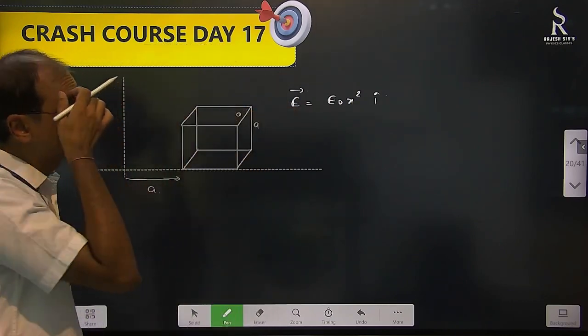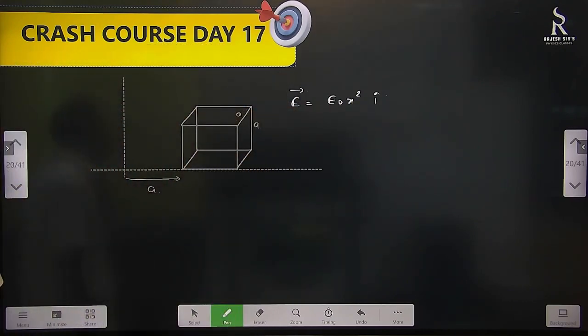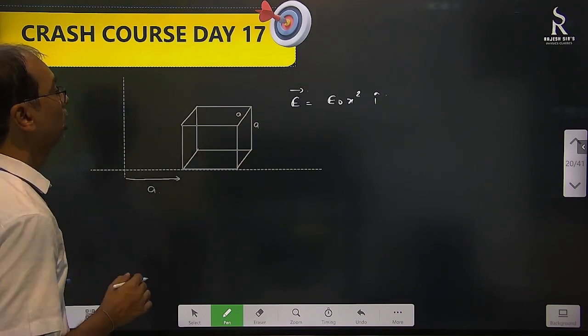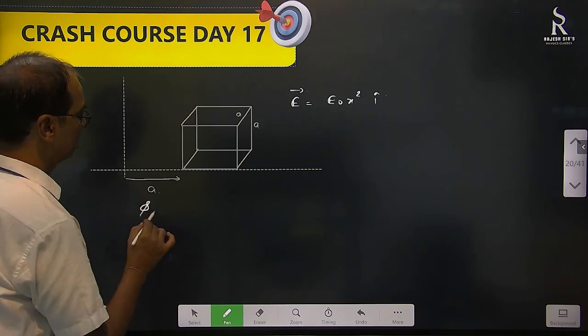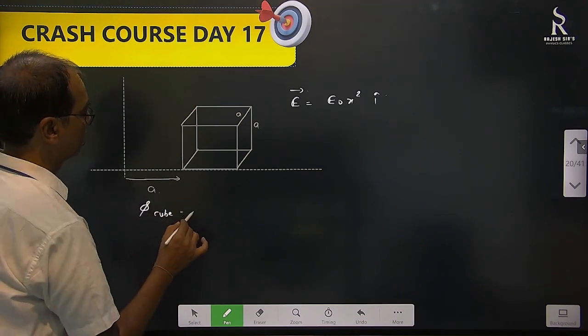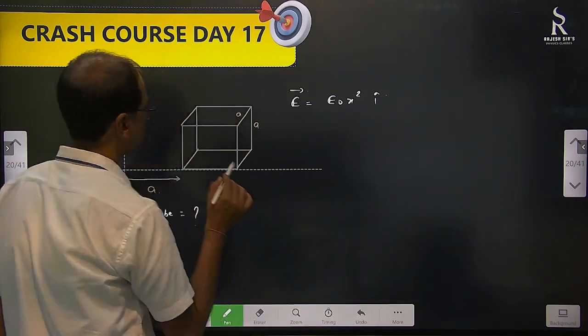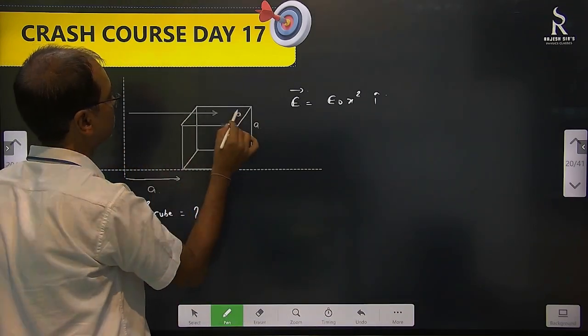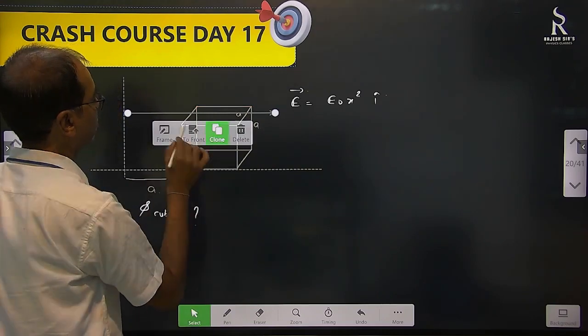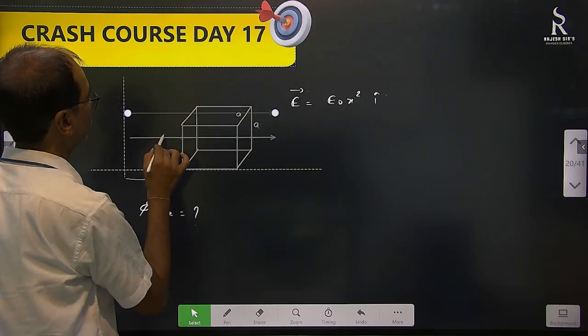So then the flux is asked from us. How much is the flux linked with this sphere, rather this cube? This is the question. So how is the electric field? Electric field is along the x-axis. Electric field is moving like this here.